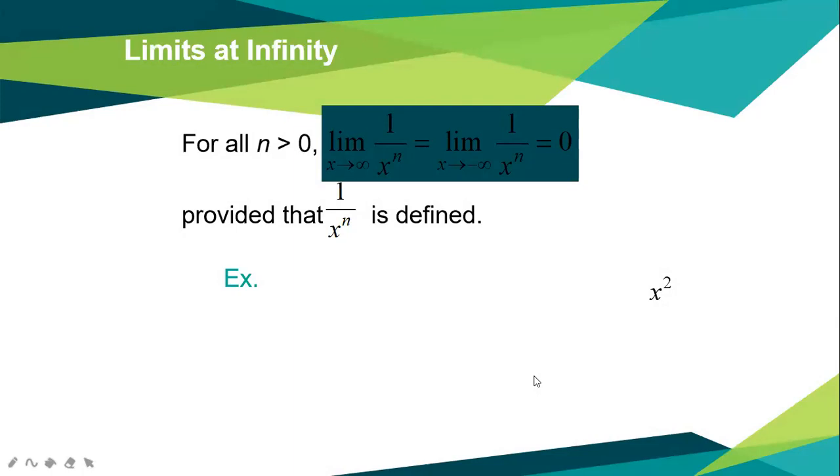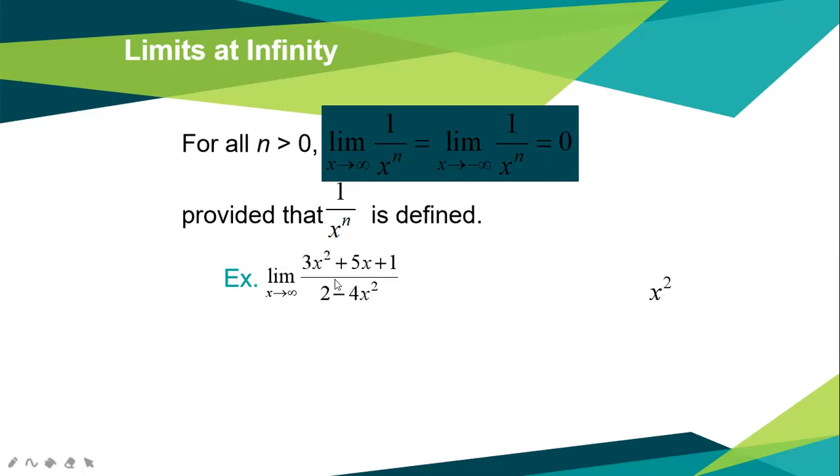So now let's proceed with the infinite limits. So here is the condition that we should watch out for when evaluating infinite limits. For all n, or the exponent, for all n greater than 0, the limit as x approaches infinity of 1 over x to the power of n is equal to the limit as x approaches negative infinity of 1 over x to the power of n, which is equal to 0, provided that 1 over x to the power of n is defined.